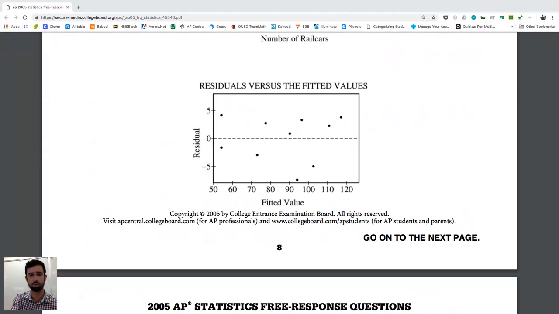So how would you, cool, thank you. How would you explain the nearly normal residual for number, is that 1?